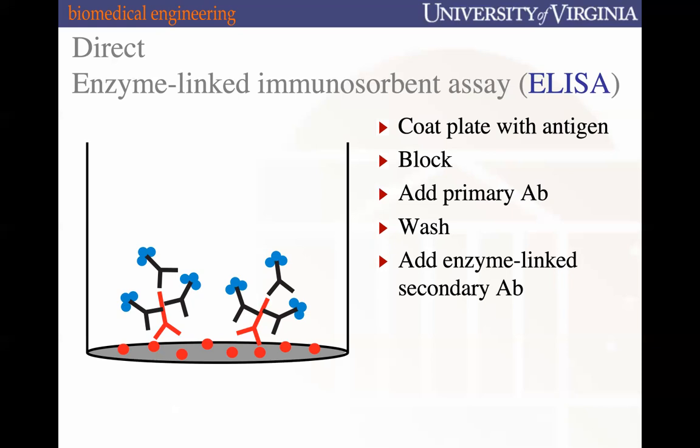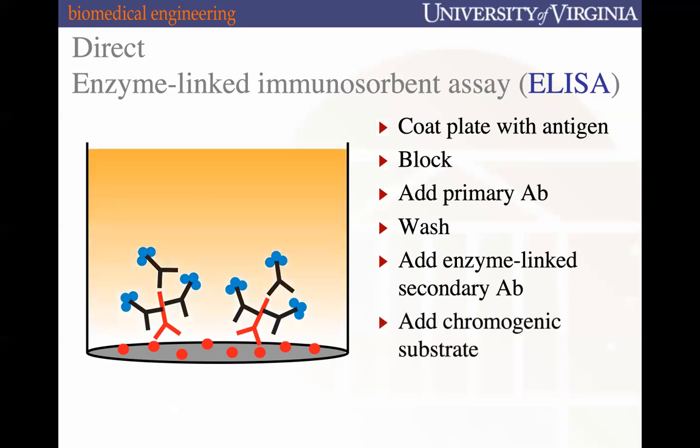And after our enzyme-linked secondary, we will add the substrate, the chromogenic substrate, where you'll get color change. And you can use a plate reader that'll tell you how blue your well is. The more blue it is, the more antibody binding to antigen there is. Are there any questions so far?